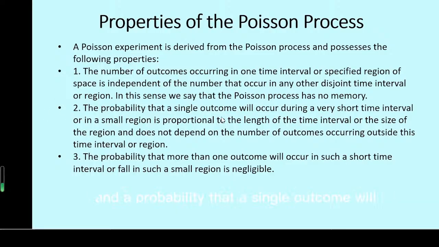And the probability that a single outcome will occur during a very short time interval or in a small region is proportional to the length of the time interval or the size of the region. So if we want to measure, for example, 10 hours, we can use a mean value, which is 10 times the mean value lambda of occurrence for a small unit of 1 hour. So this is linear. The 10-hour mean value is 10 times the 1 hour's mean value, and the 100-hour mean value equals 100 times the 1 hour's mean value of occurrence.